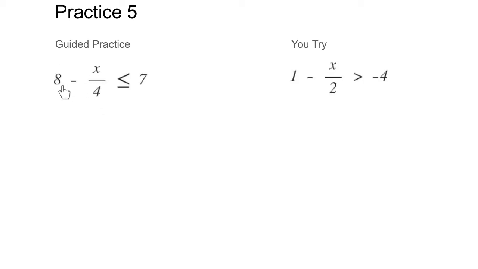So to get rid of this 8, we have to subtract. So we're going to do minus 8 on both sides. That leaves me with negative x over 4 is less than or equal to -1. I had 7. I take away 8. I am left in the negatives.